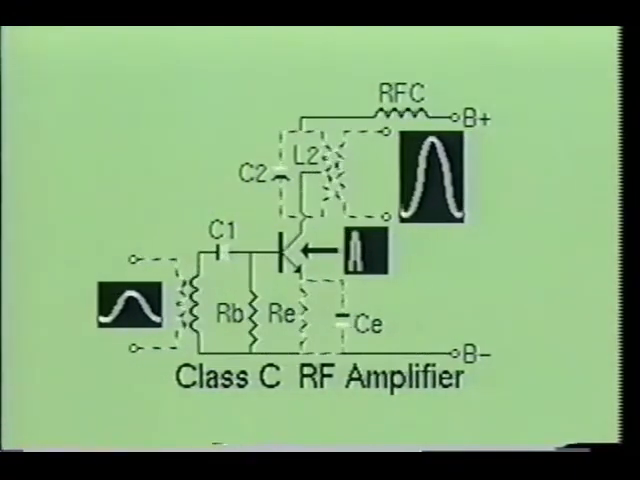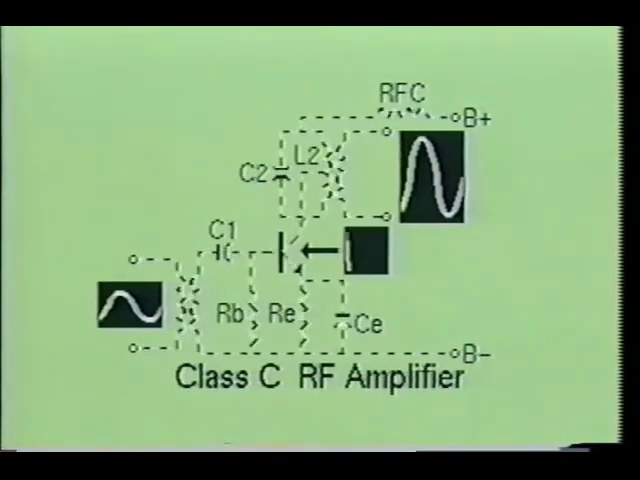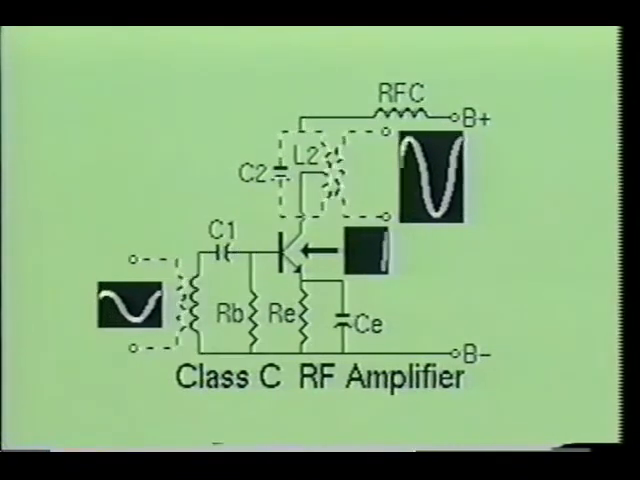The Class C amplifier is generally used to amplify the output of an oscillator circuit. The efficiency of the Class C amplifier will typically be 70 to 80%.